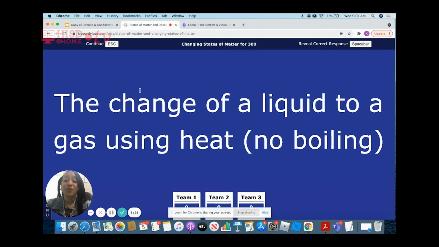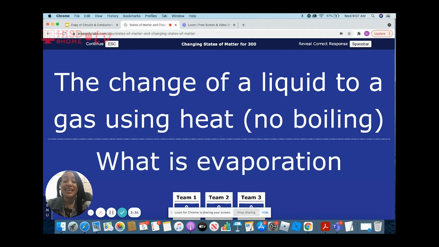States of matter for 300. The change of liquid to a gas using heat, no boiling. Perfect. It is, what is evaporation? Think about when you're in a shower.